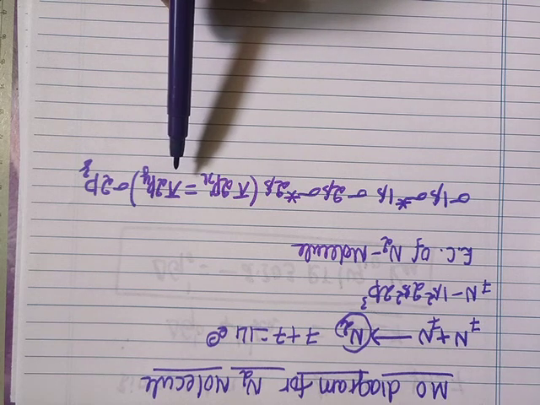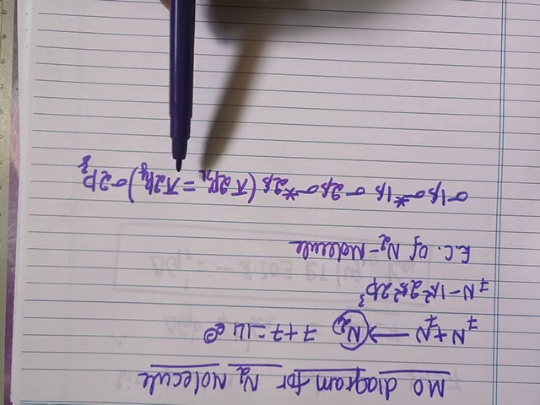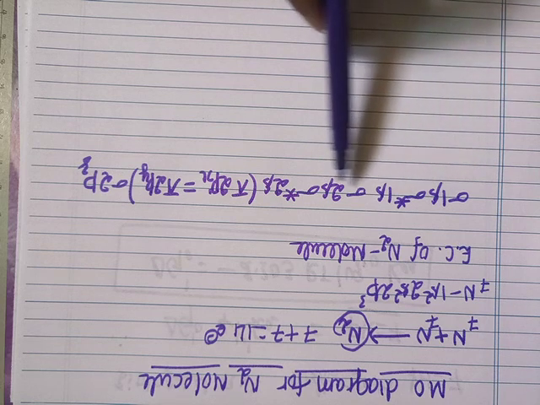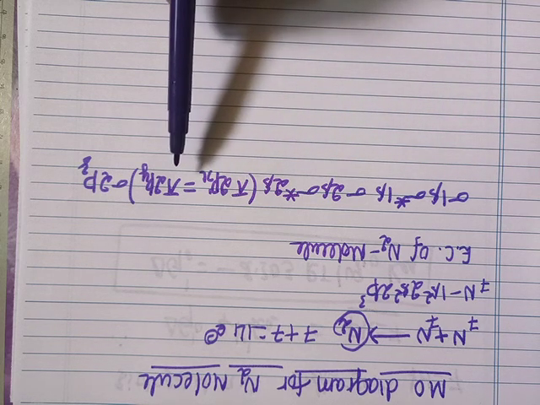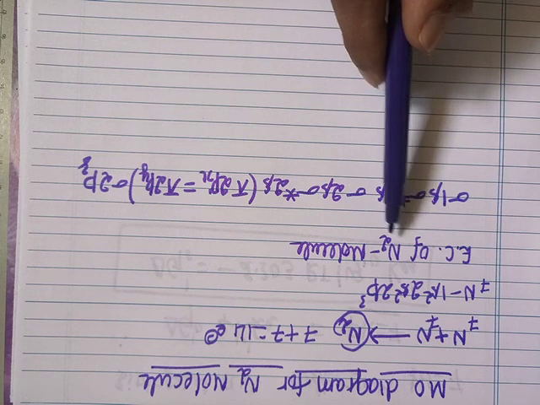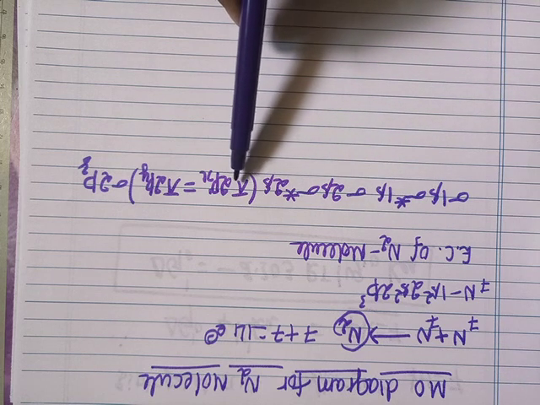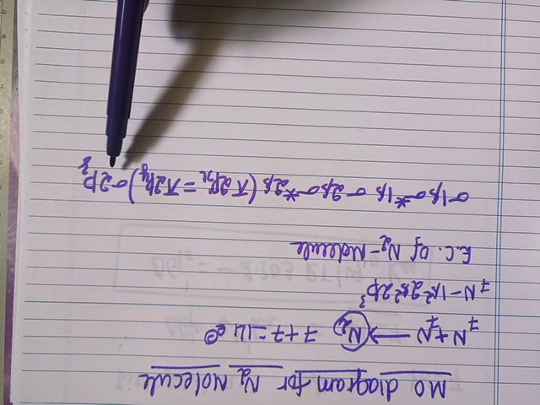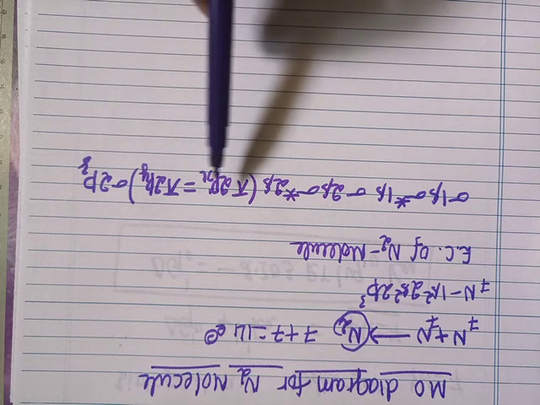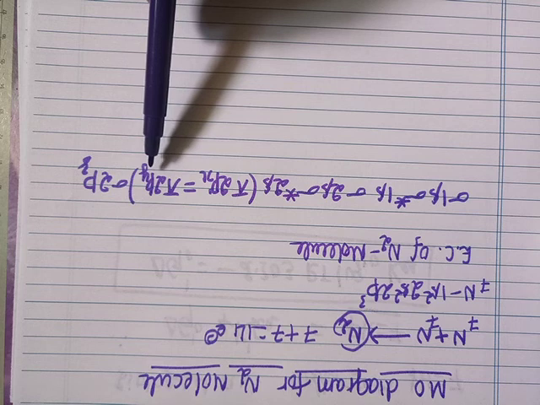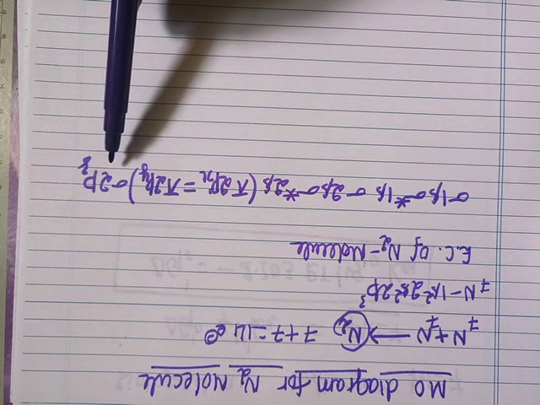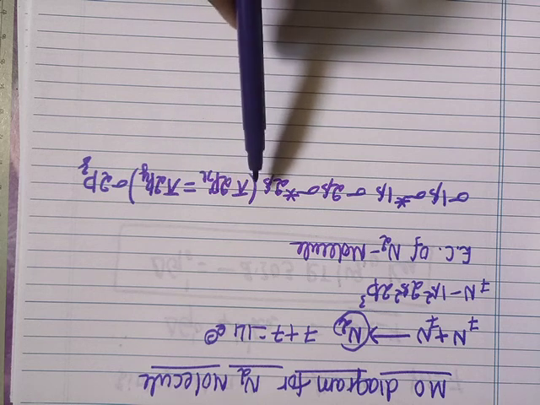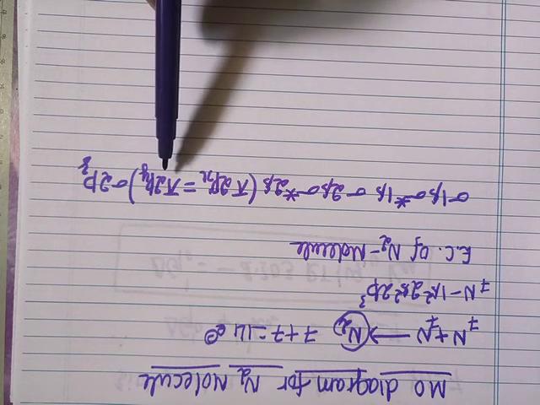In the case of the nitrogen molecule, the energy of the sigma 2pz orbital is greater than pi 2px and pi 2py. According to the Aufbau principle, electrons are filled in increasing order of the energy of the orbitals. Therefore, pi 2px and pi 2py are filled before filling the sigma 2pz. The equals sign indicates that the energy of 2px and 2py are equal.